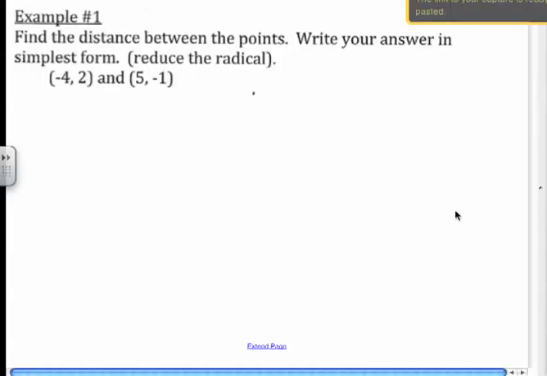Okay, folks, example number 1 here. It says find the distance between the points. Write your answer in simplest form. Okay, so I've got (-4, 2) and (5, -1).